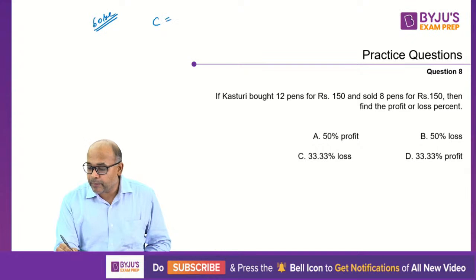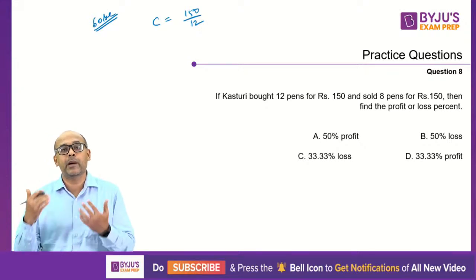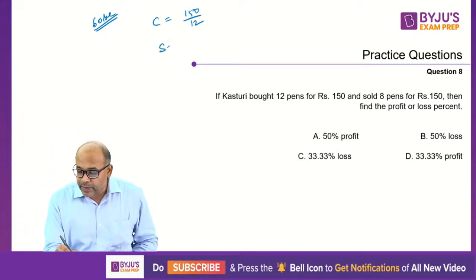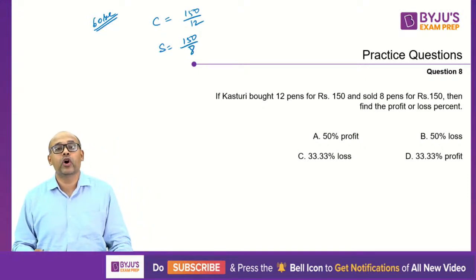Cost price per pen is 150 by 12. This is a cost price because you bought 12 pens for 150. So cost per pen is amount by number. Selling price is 150 by 8. Find the profit or loss percent.